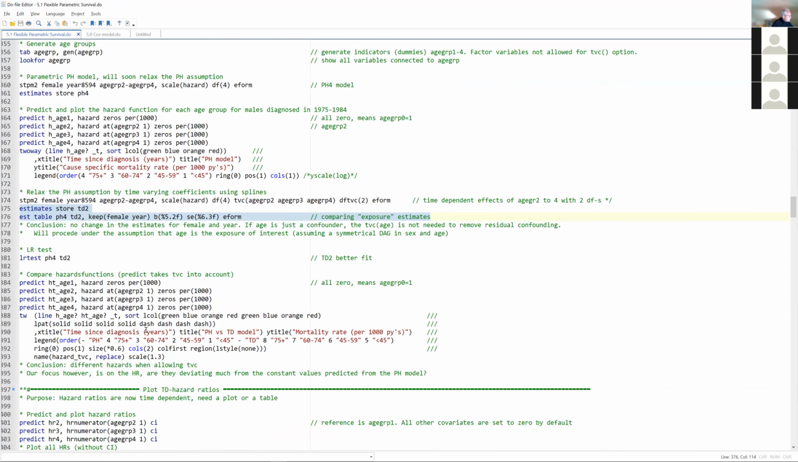Okay. We can look at the likelihood ratio test, comparing the 2 effects for age. And now we are sort of switching back to looking at age as our exposure.